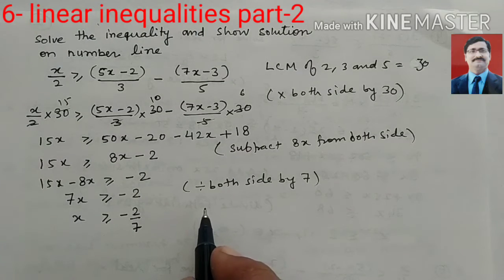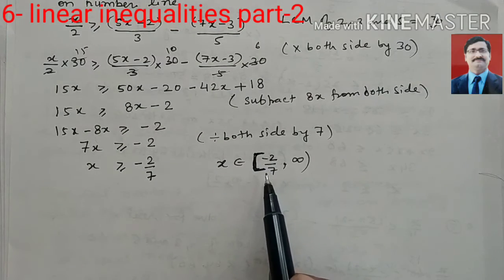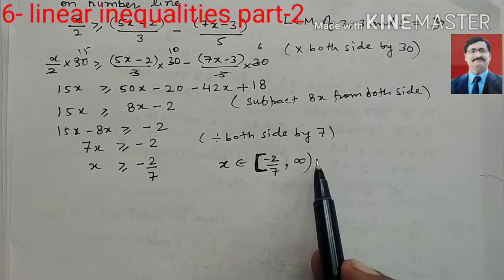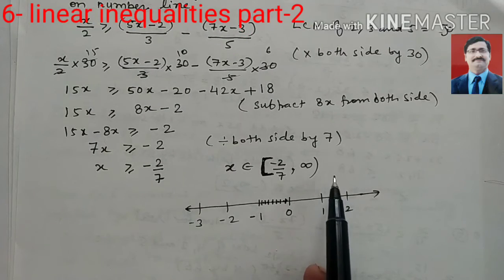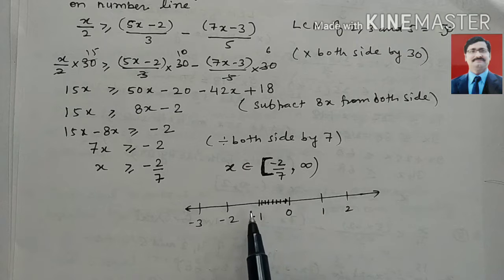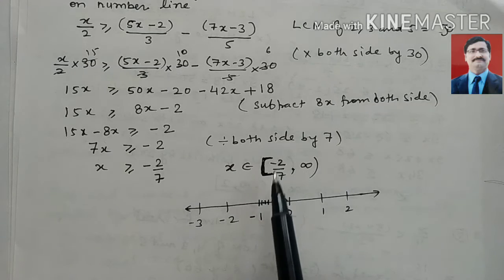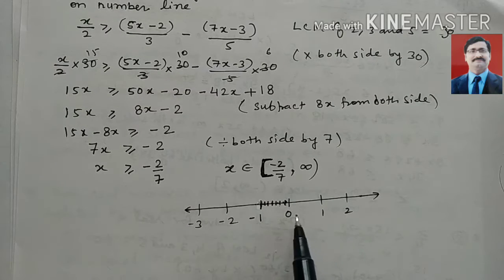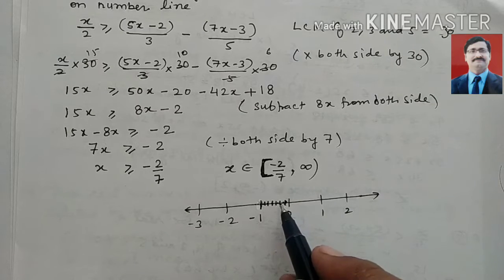And we have to write the answer in the form of real numbers. Now we get this answer: closed bracket minus 2 upon 7 to infinity, and this we have to represent on a number line. Look here, this type of number line we can draw. This is 0, minus 1, minus 2, minus 3, and here we have 0, 1, 2. Now this minus 2 by 7 is between 0 and minus 1. 0 to minus 1 we divide into 7 parts: 1, 2, 3, 4, 5, 6, 7. We have 7 parts, and from that we have to take 2 parts from the right hand side.